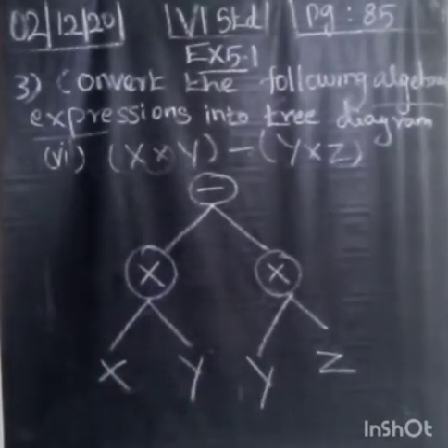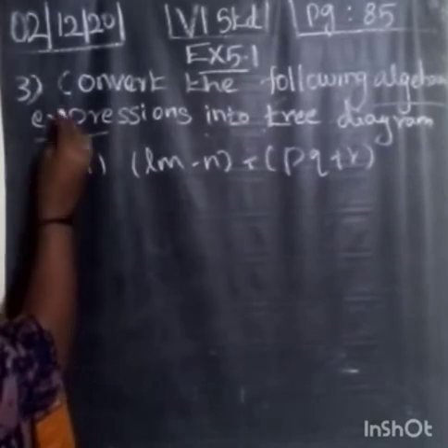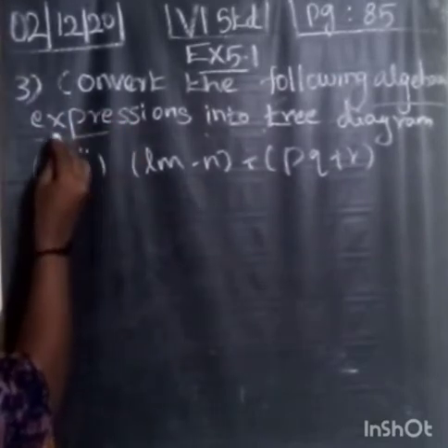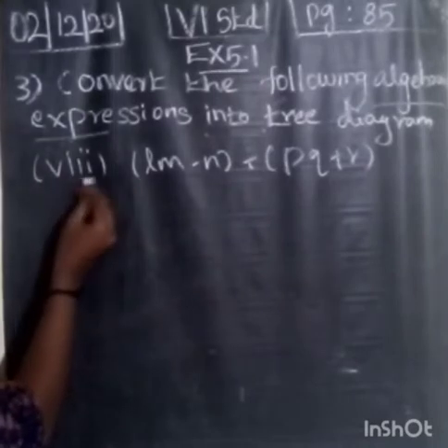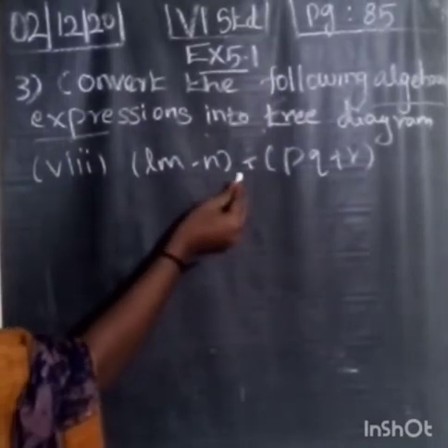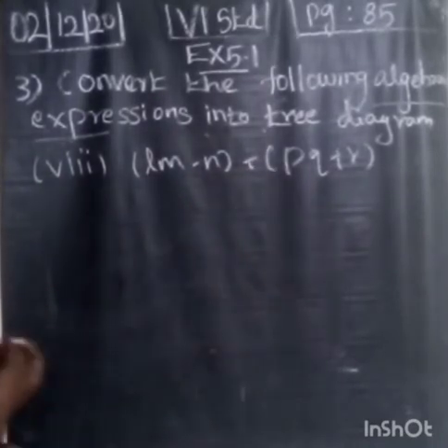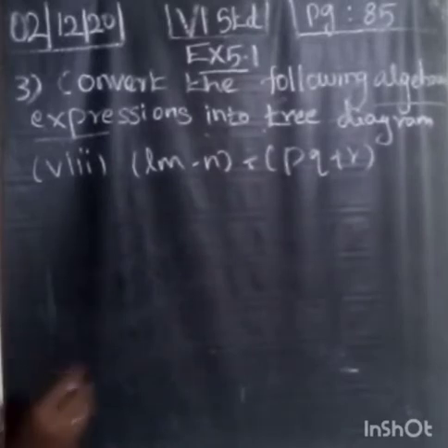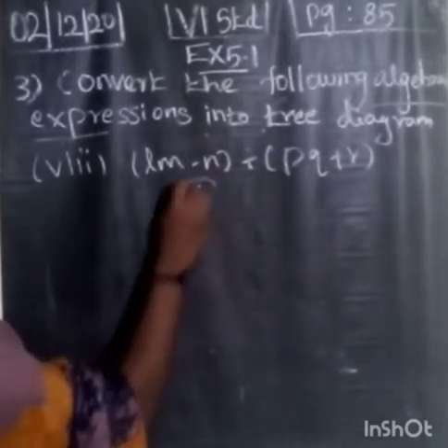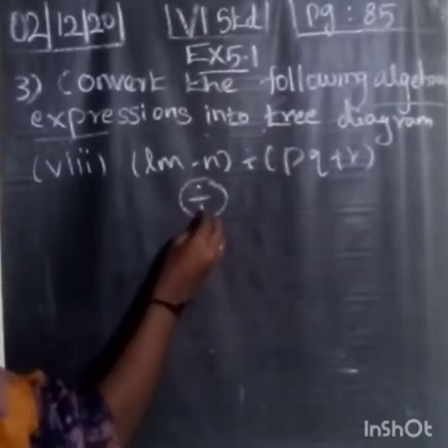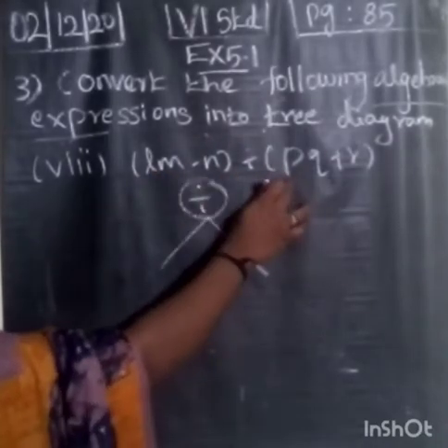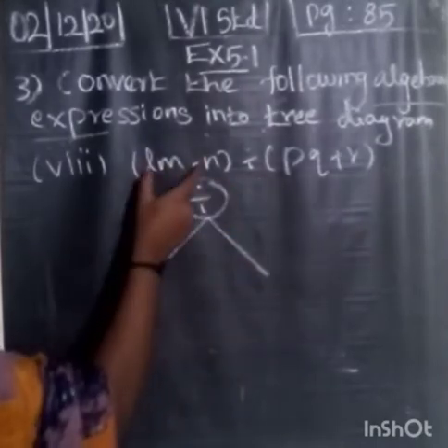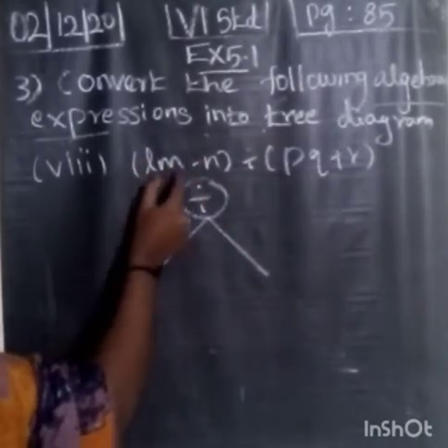Next, question number 3: convert the following algebraic expression into tree diagrams. Subdivision 8: l m minus n divided by p q plus r. Here the arithmetic operation is division. Division splits into two expressions. Taking expression 1, l m minus n.